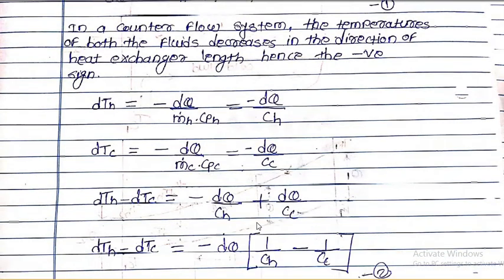Now here we have taken the subtraction of both the changes of temperature, the change in temperature of the hot fluid and the change in temperature of the cold fluid over the elemental area. So dt suffix h minus dt suffix c is equal to minus dq divided by Ch, minus minus will be plus dq divided by C suffix c. Here we have taken minus dq common, and we get dt suffix h minus dt suffix c is equal to minus dq into bracket 1 upon Ch minus 1 upon C suffix c.